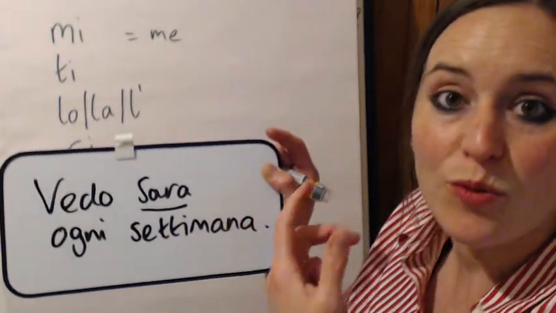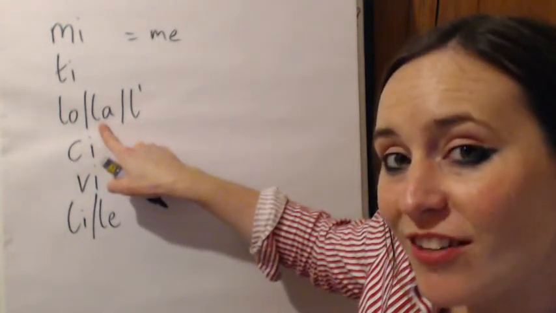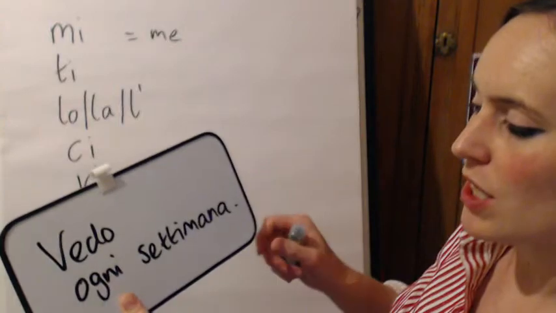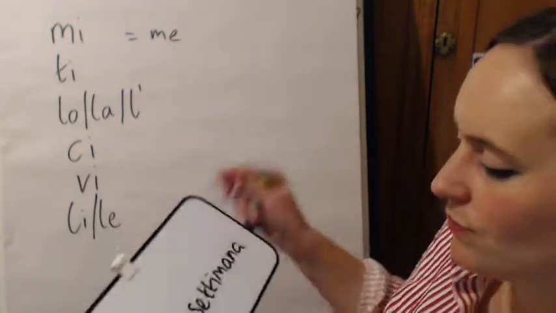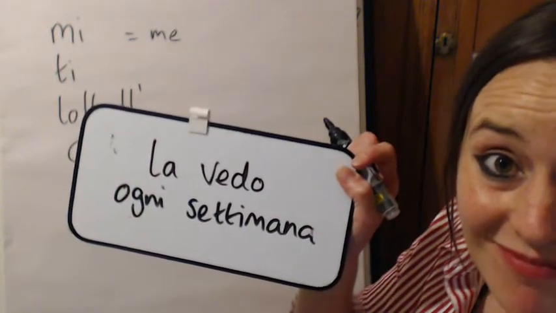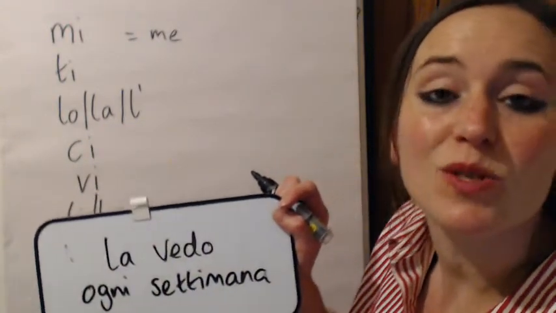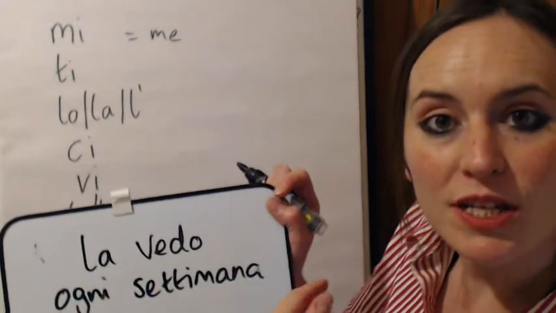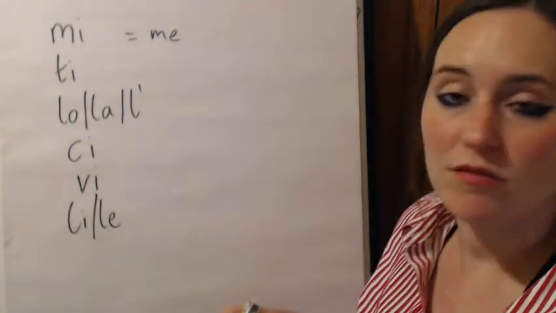So we're replacing Sara with la, which is a feminine singular object pronoun. So we get rid of the word Sara, and where do we put it? We put it before the verb. So la vedo, I see her. La vedo ogni settimana, I see her every week. You've already mentioned Sara at some point before, so we can just refer to her as la, okay? As long as the verb is directly followed by the object: I see her, or I take it, or I buy it, that kind of thing.